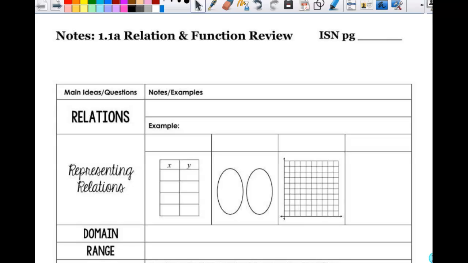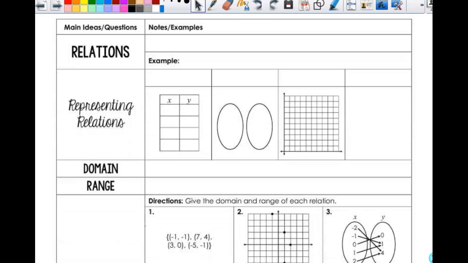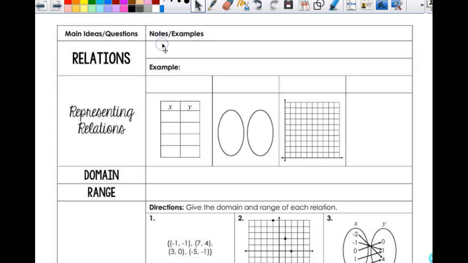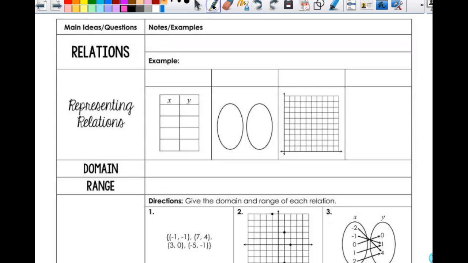So we're going to look at relation and function review. Okay, so it is a review, stuff we should have seen before. So let's talk about what relations are. Relations are just sets of ordered pairs. Okay, sets of ordered pairs.